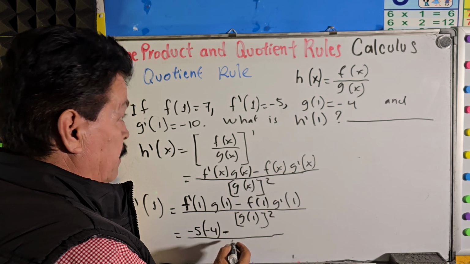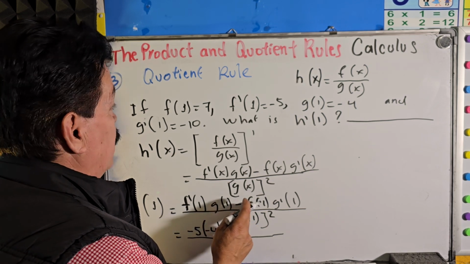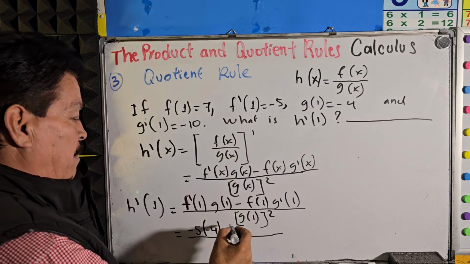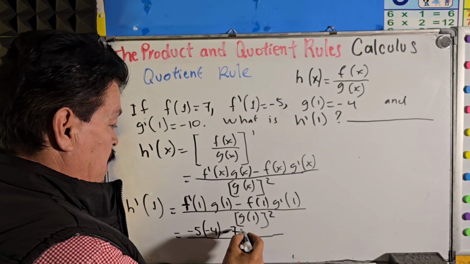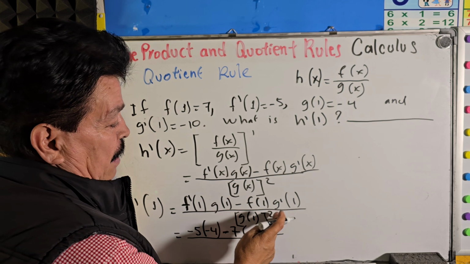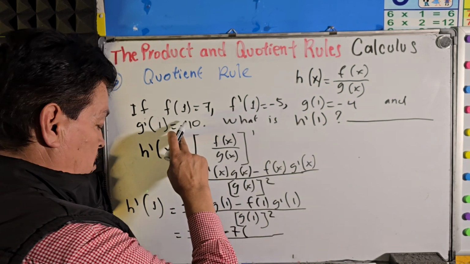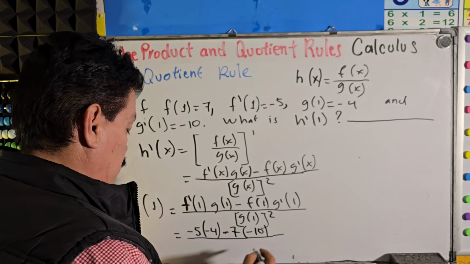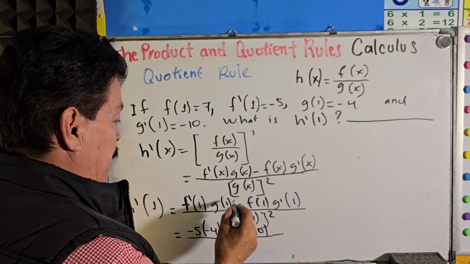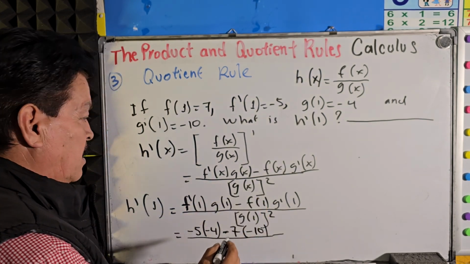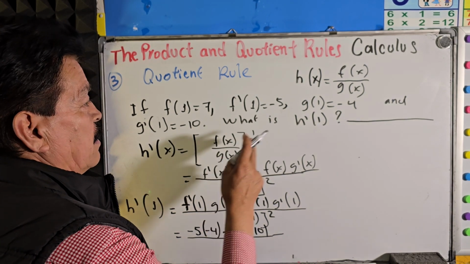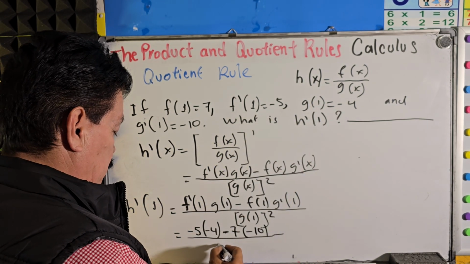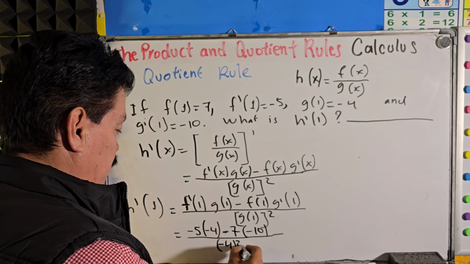Where is f? f of 1 right here is equal to 7. We will have 7 right here times g prime of 1, which is equal to negative 10, divided by g of 1. How much is g of 1? It's -4, so -4 to the second power.